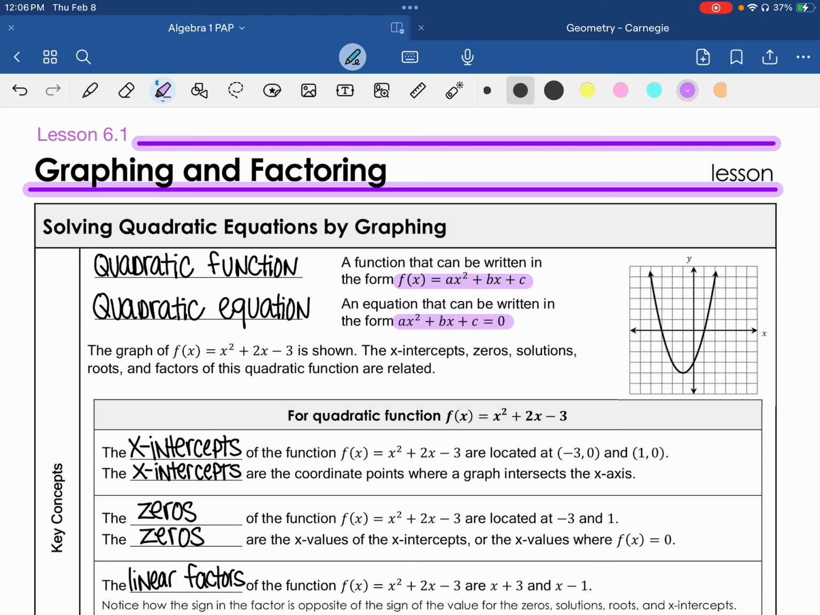Notice that the only difference between our two forms is that we have f of x so that we can graph, and we have 0 so that we can solve. These are the only differences between the two.